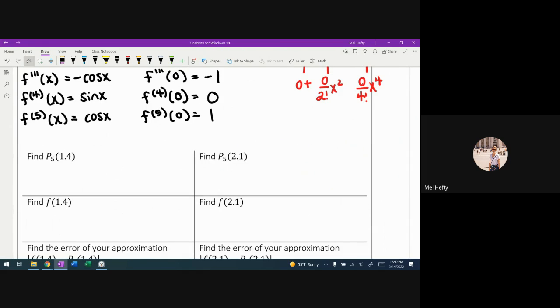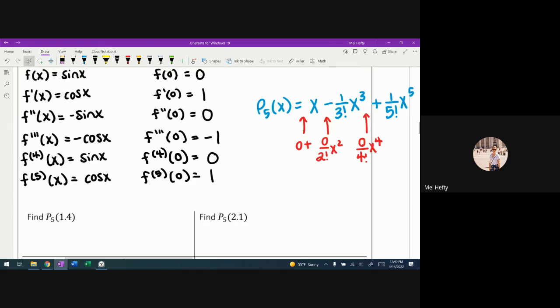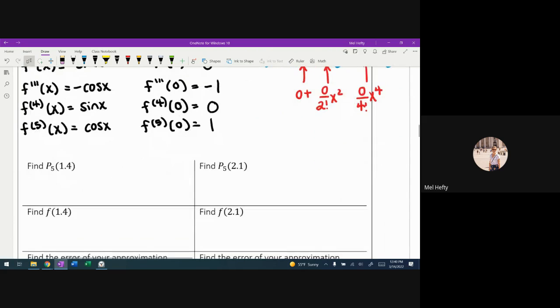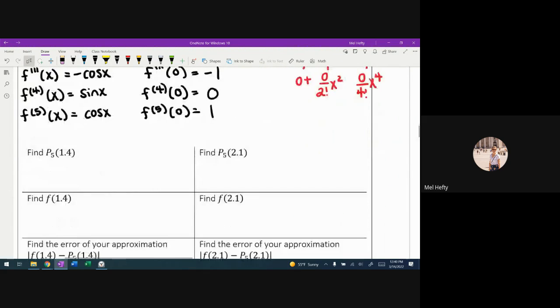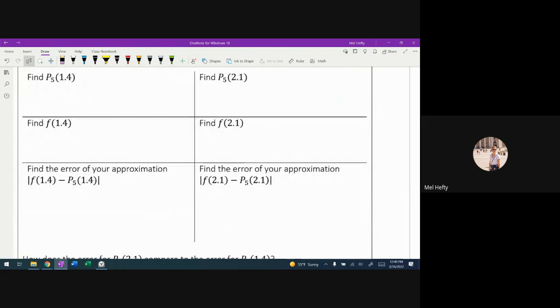So for p sub 5 of 1.4, you're going to go over to that blue function right there, and you're going to plug in 1.4 to x. If you're asking me how to plug in the factorial, what I would do is just figure out what 3 factorial and 5 factorial are and use those numbers instead. There is a factorial in the calculator. I don't know where it is. All right, then you're going to plug in 1.4 to sine x. You're going to subtract those 2 to find the error.